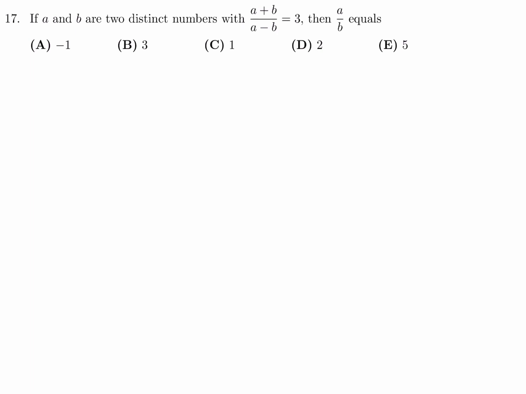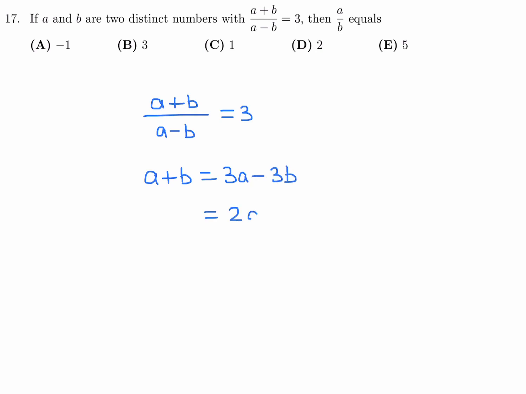If A and B are two distinct numbers with A plus B over A minus B equal to 3, then what is A over B? Well, cross multiply and you get A plus B is equal to 3A minus 3B. 2A is equal to 4B if you put everything on either side. And then A over B would be equal to 4 over 2. And of course, 4 over 2 is equal to 2. So number 17, the answer is D.